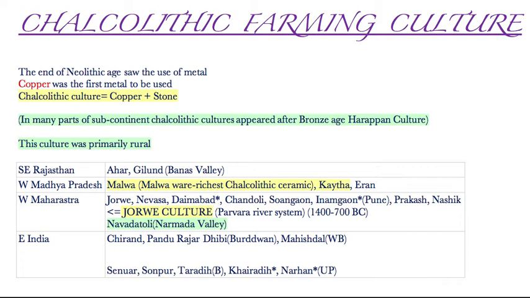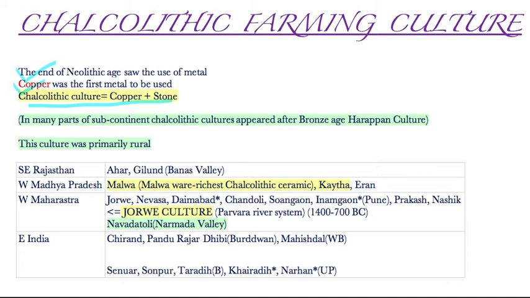Okay, now Chalcolithic farming culture. So what was this? The end of Neolithic age saw the use of metal. So what was the very first metal which was used by people? The very first metal which was used was copper. This was the phase wherein people started using copper along with stone implements. So basically Chalcolithic culture means a culture wherein the tools or implements are made up of copper as well as stones.